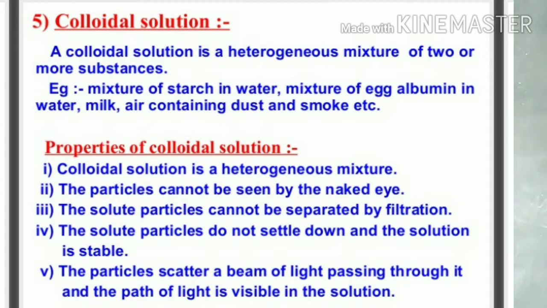Understand the properties of colloidal solution. Colloidal solution is a heterogeneous mixture which has non-uniform composition. The particles cannot be seen by the naked eye. The solute particles cannot be separated by filtration. The solute particles do not settle down and the solution is always stable. The particles scatter a beam of light passing through it and the path of light is visible in the solution.